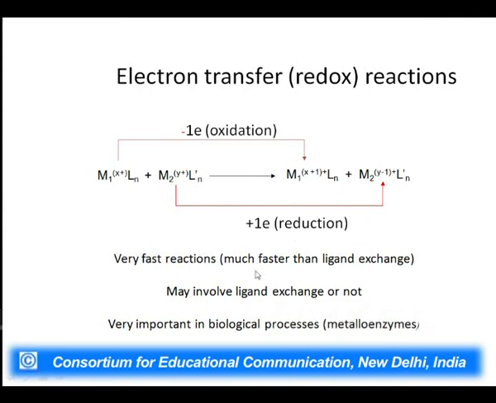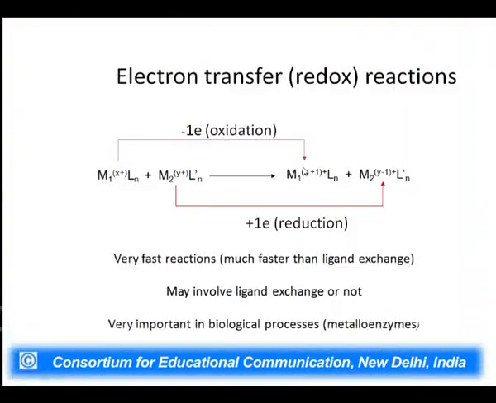These redox reactions are very fast reactions. They are much faster than the ligand exchange reactions. They may involve ligand exchange or they may not. There can be only electron transfers taking place without any change in the ligand. Like in this case also, the ligands are the same, there is no ligand exchange taking place, only electrons are being exchanged.